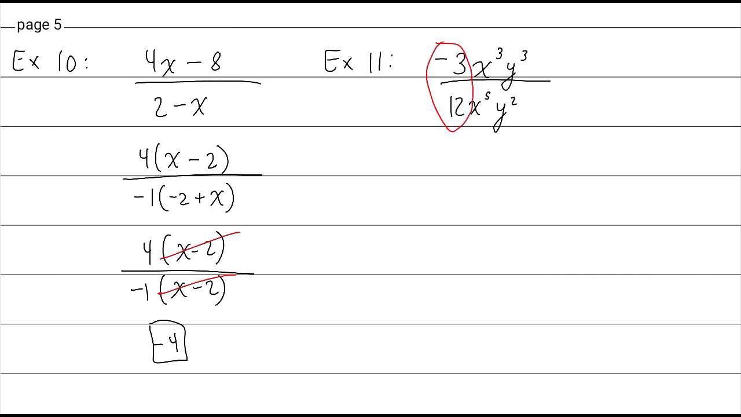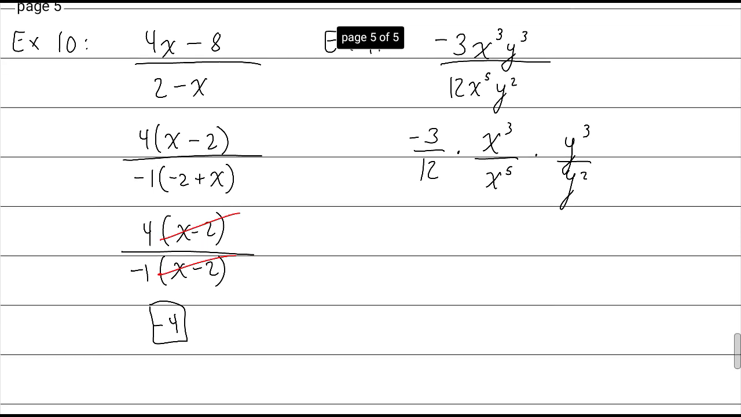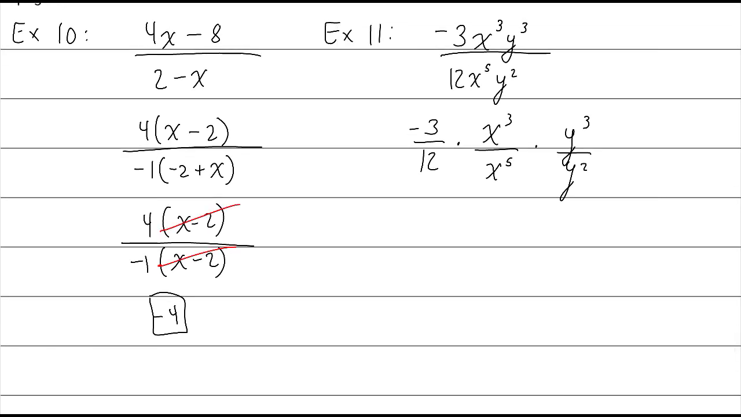I have negative 3 over 12. I have x cubed over x to the 5th, and I have y cubed over y squared. I can handle these one at a time. Negative 3 over 12. Let me actually write it out. Negative 3 over 12 times x cubed over x to the 5th times y cubed over y squared, right? Just so you can see it a little bit better. You don't have to write it out like that, but it's just so you can see it. Okay, negative 3 over 12 is negative 1/4.